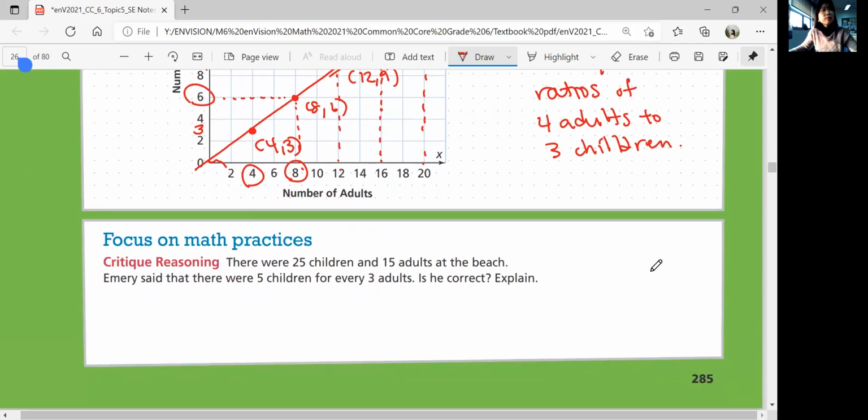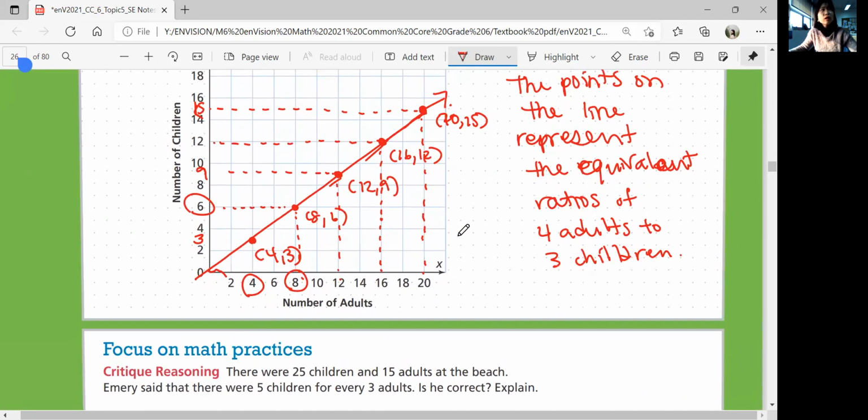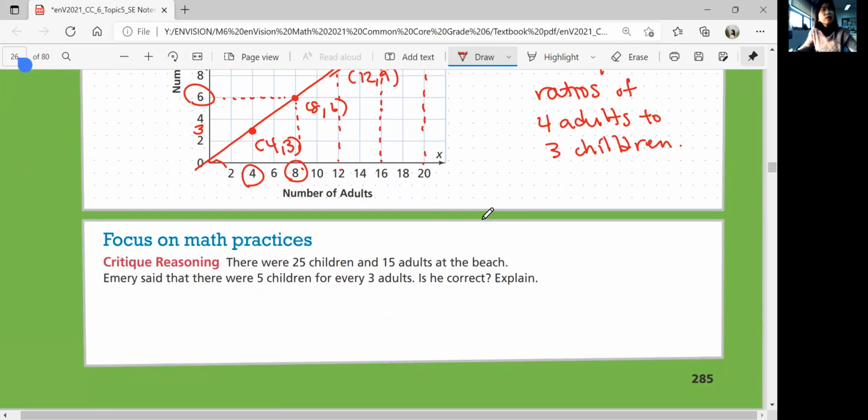All right, focus on math practices. There were 25 children and 15 adults at the beach. Anne-Marie said that there were 5 children for every 3 adults. Is he correct? Okay, so 25 to 15. So basically, is 25 to 15 adults the same equivalent ratio with 5 children to 3 adults?